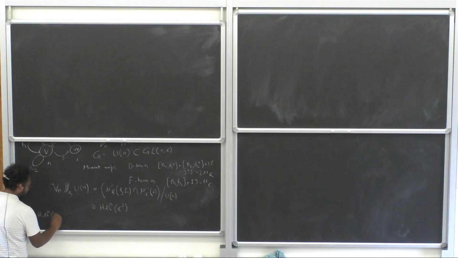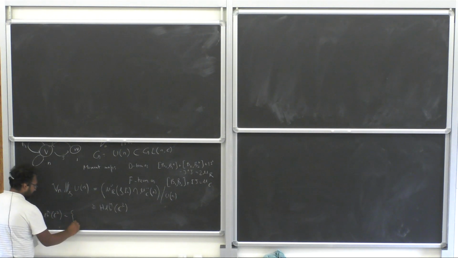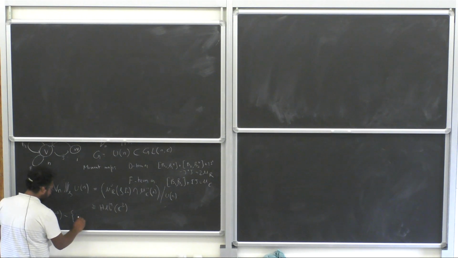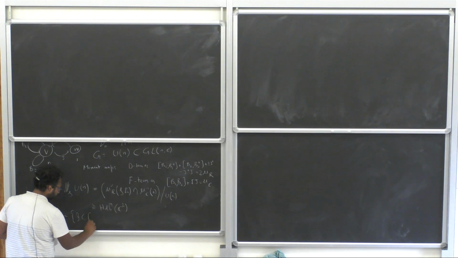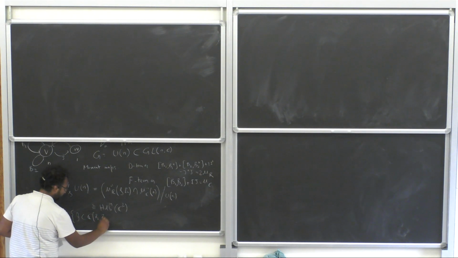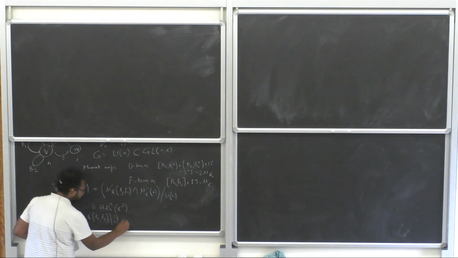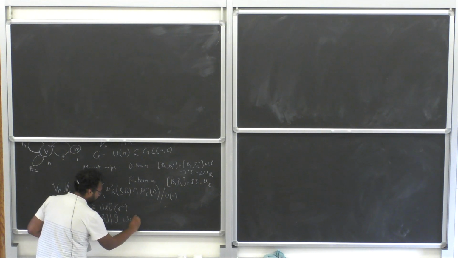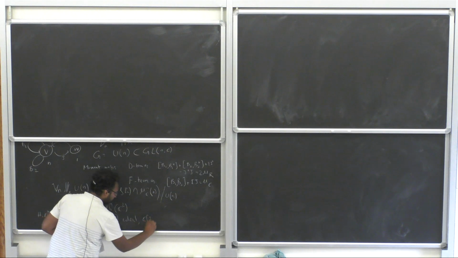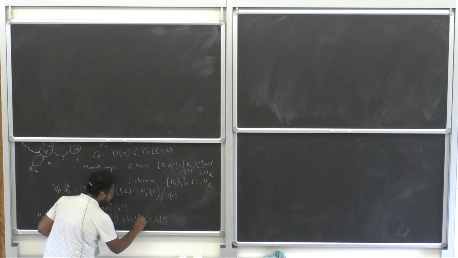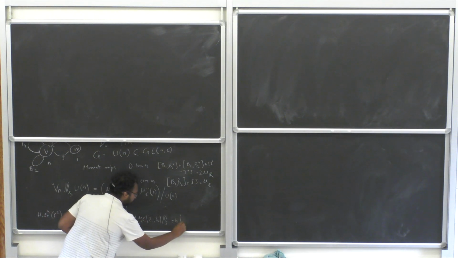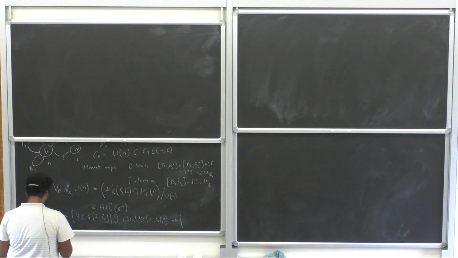So these are zero-dimensional subschemes of a given length, but for C2, these are literally ideals, such that the dimension of this is n. All right.